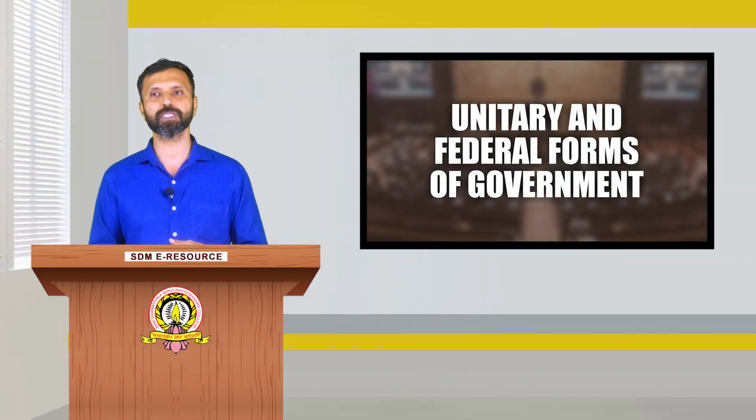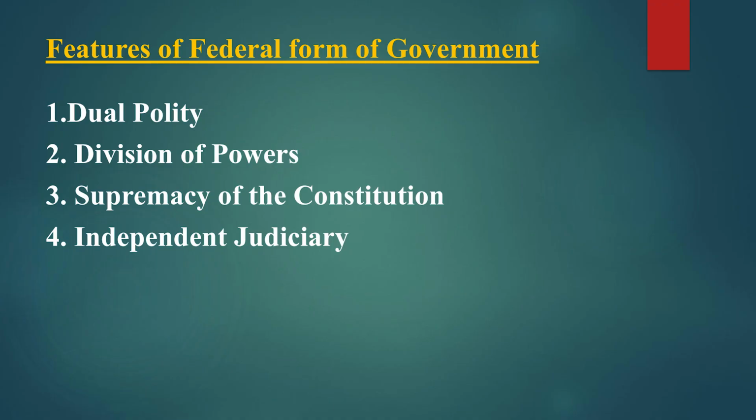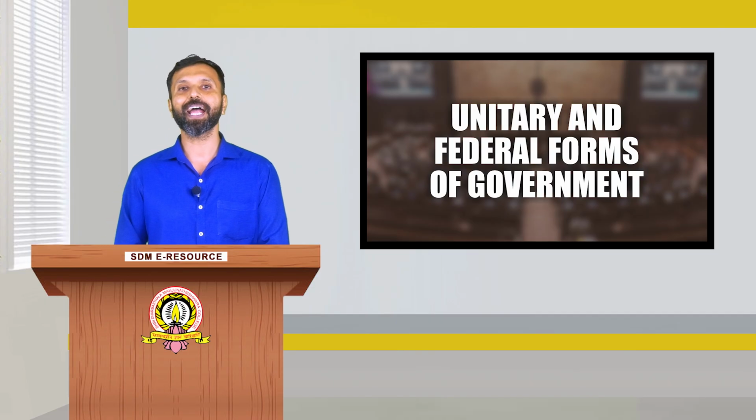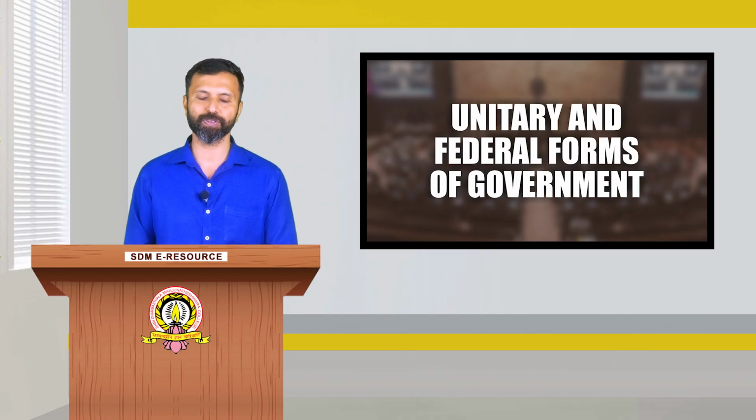So what are the features of the federal form of government? The first feature is dual polity. The constitution establishes the dual polity consisting of the union at the center and the states at the periphery, each endowed with sovereign powers to be exercised in the field assigned to them respectively by the constitution. The second is that every federal form of government has a written constitution. And the division of power is another feature.